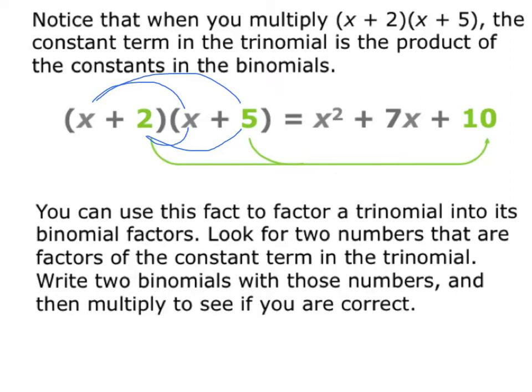So, when we multiply, you multiply two binomials to make a trinomial. Now we're going backwards. We're making a trinomial into two binomials. Okay, so that's where we're going today. That's our objective.